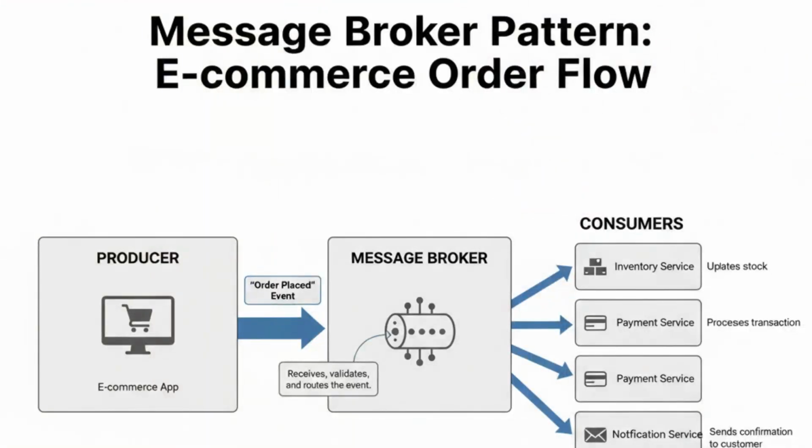Let's understand this with the help of a simple real world scenario. Let's check out the order flow of a particular e-commerce app. Here, an e-commerce app sends an order placed event. So the app itself is the producer, and the broker receives the event, validates it, and routes it. There are various consumers for it. First one to consider is the inventory service that will update the stock. Then there is the payment service, which is going to process the entire transaction. Then there is also the notification service, which is going to send confirmation to the customer that his or her order has been placed. All these consumers act independently, but the broker ensures they get the right message.